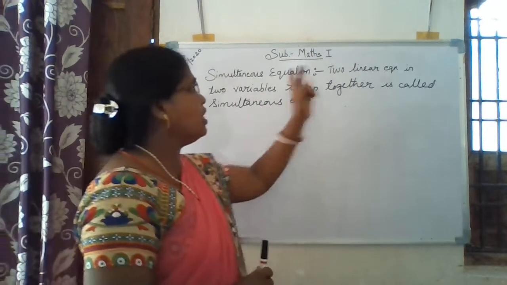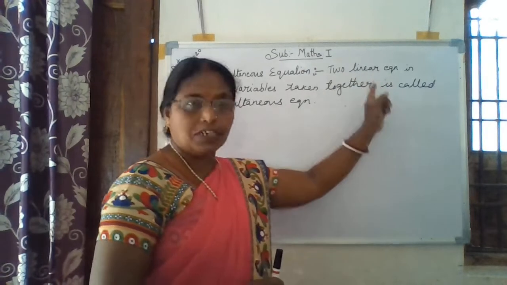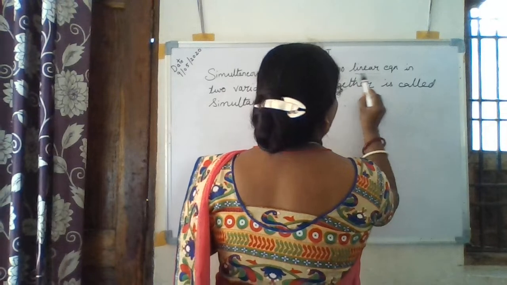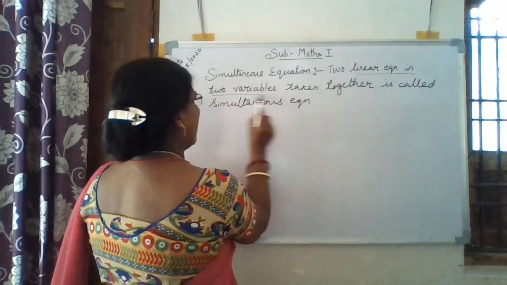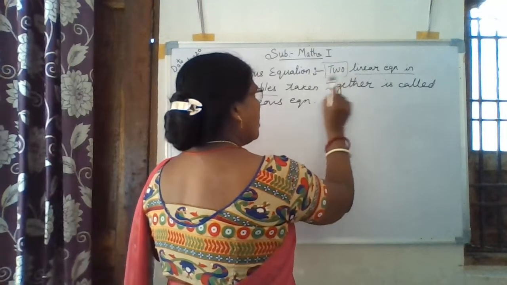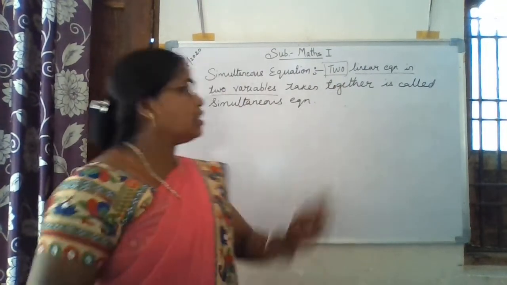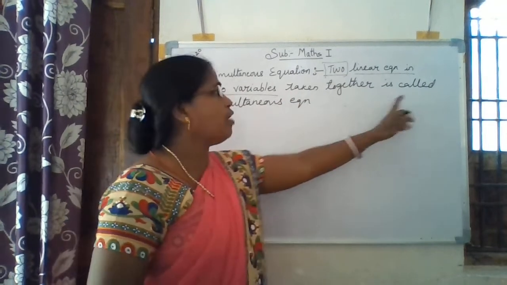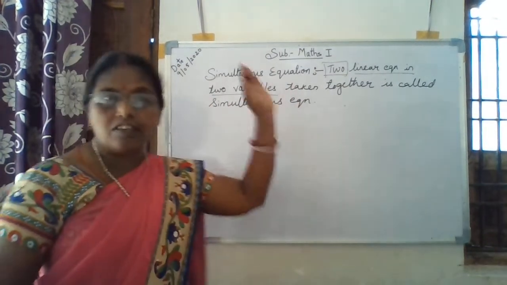See, two linear equations. You have learnt in the previous video linear equations in two variables. Now here we are taking two linear equations in two variables, taken together, and that is called simultaneous equations.